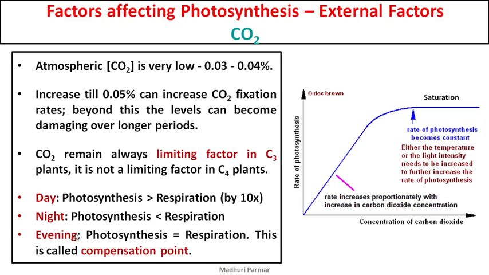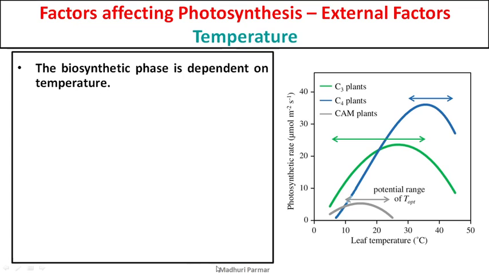In the evening, the rate of photosynthesis is equal to the rate of respiration. This point is called the compensation point. Here there will be equal amount of photosynthesis and equal amount of respiration taking place. This is called compensation point.